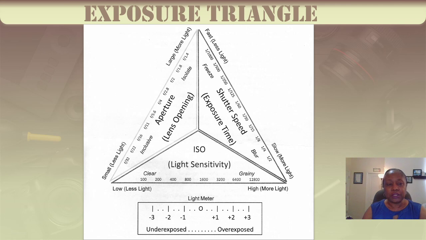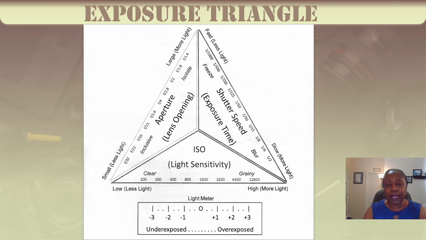And so as we look at the triangle and the three sides of it, first we want to talk about the ISO. And as we've discussed in previous sessions, the ISO is your camera's sensitivity to light. The higher that number, the more sensitive it is to light. And also, as we increase the ISO, we can introduce grain into the picture, noise, and other artifacts. So we want to keep our ISO as low as possible.